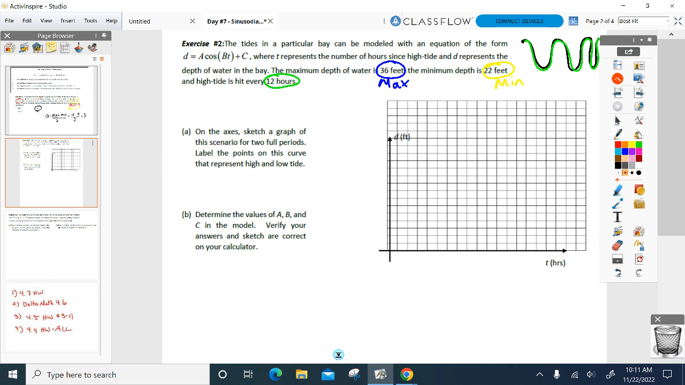12. That's a fancy word for what? Well, every 12 hours I get back to where I started. Every 12 hours I'm back to where I started. This is the what? Period. Yes, that's the period.